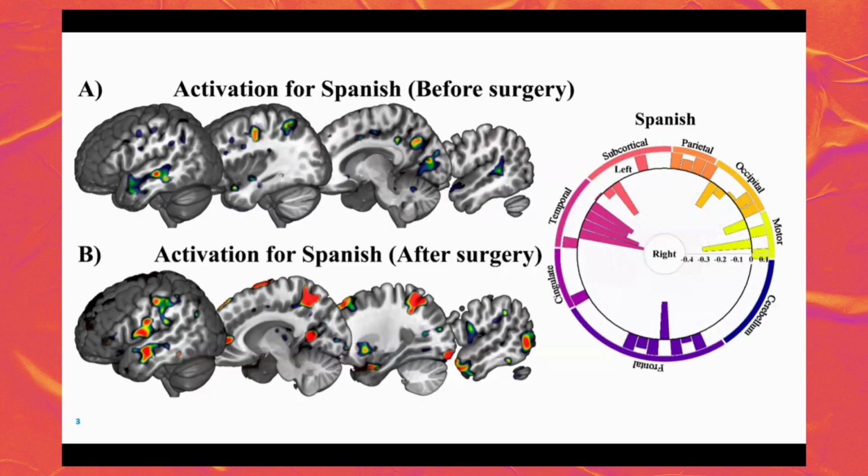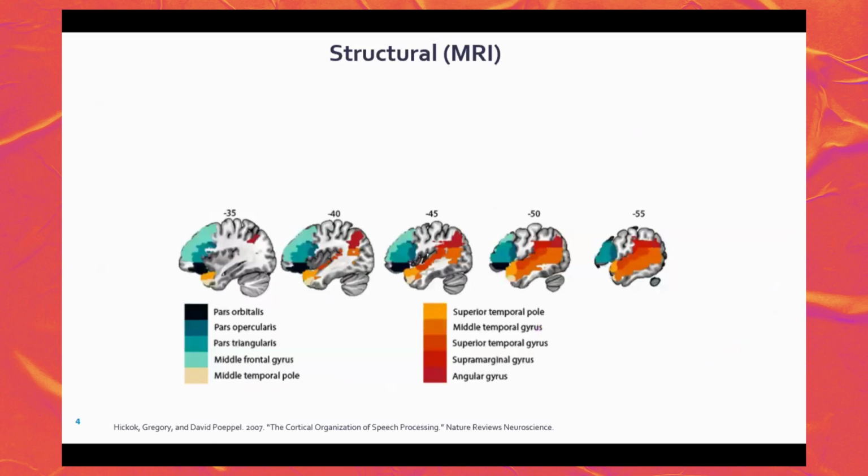And what we have on the left is also the same. Before the surgery, there are some regions that are recruited, and after surgery, the activation is more bilateral and more to the right. And what we see on the right is a representation of the laterality index, moving from the inner circle to the outer circle. It goes more to left lateralization, and moving from the outer circle to the middle circle goes to more right lateralization.